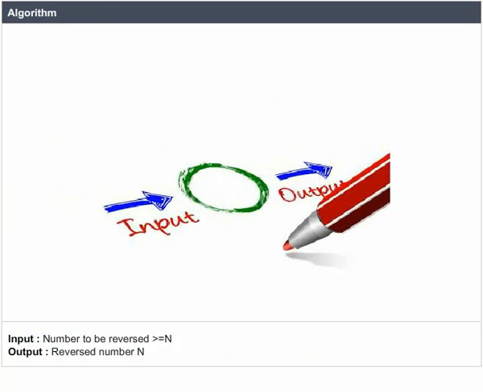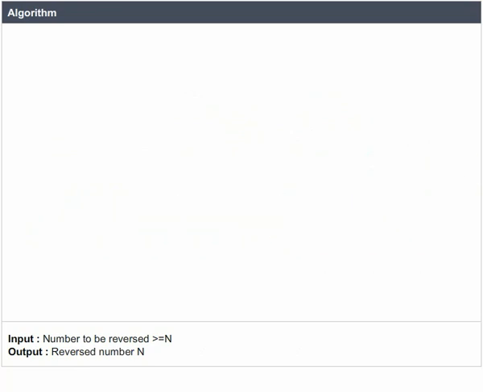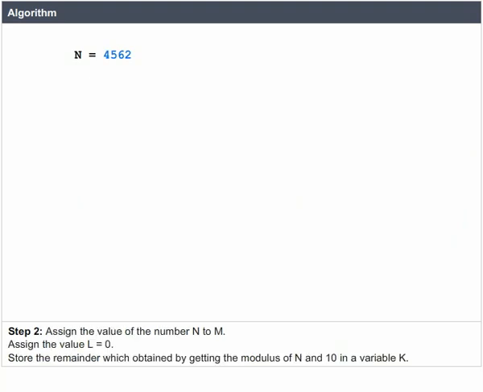Input: number to be reversed, greater than or equal to n. Output: reversed number n. Step 1. Input the number to be reversed, n. Step 2. Assign the value of the number n to m. Assign the value L equals 0. Store the remainder obtained by getting the modulus of n and 10 in a variable k.